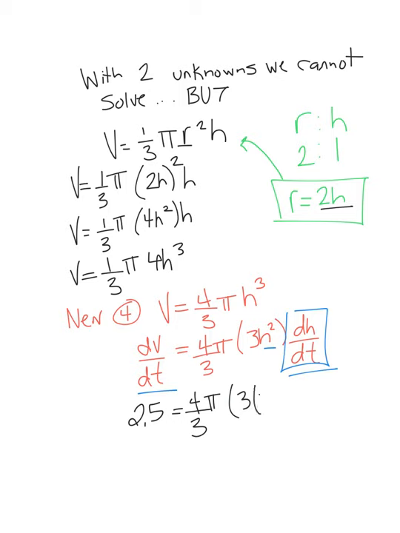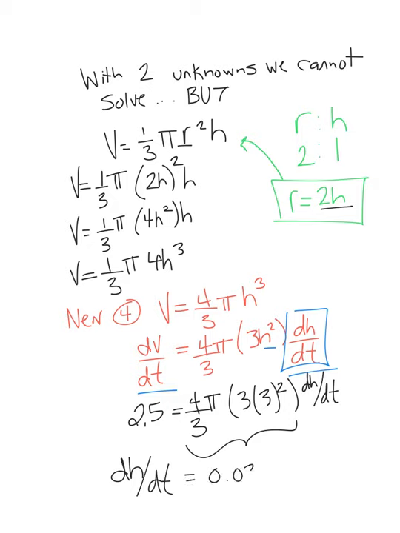We said that our height was 3, and our dh by dt is what we were solving for. So if I simplify this and do 2.5 divided by that, I'm going to be able to get my dh by dt, and it's going to be 0.022. Don't forget about your units, meters per second.